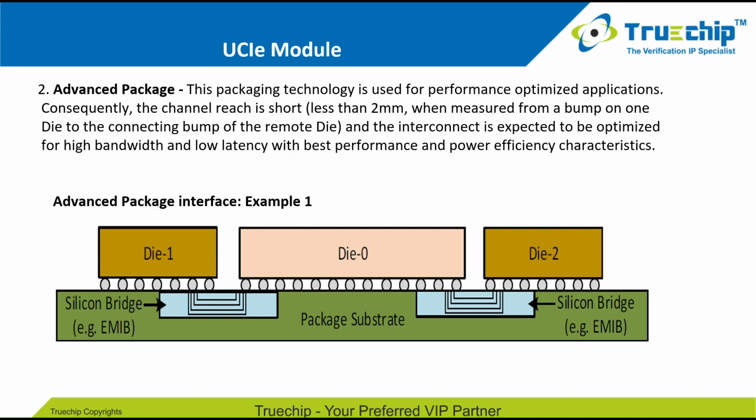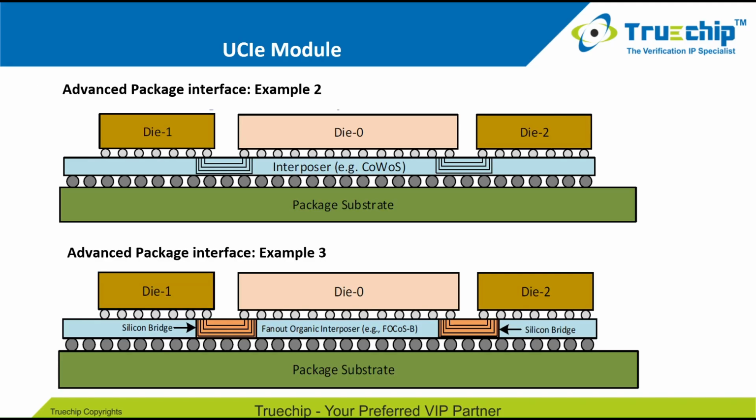The next is advanced package, or 2.5D. This is all about performance. Here the channel reach is kept very short, less than 2 millimeters. This short, dense interconnect is optimized for maximum bandwidth, low latency, and the best power efficiency characteristics. The diagrams show a few examples of this, such as using a silicon bridge like EMIB to connect the dies.